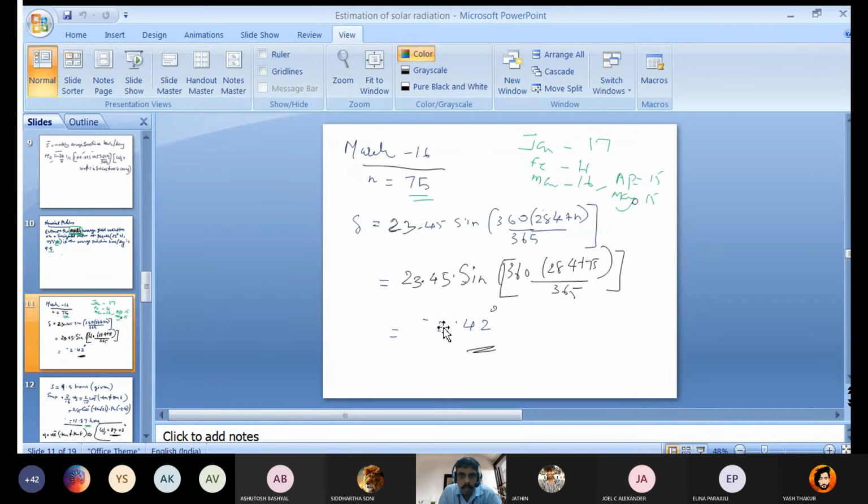So check whether you are getting this one. This is the minus 2.42 degree declination angle for the given month at the given location. All these are specified. Okay, minus 2.42 you are getting because of that phi angle and that day, the considered day.